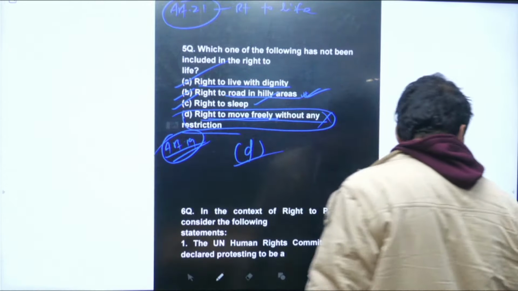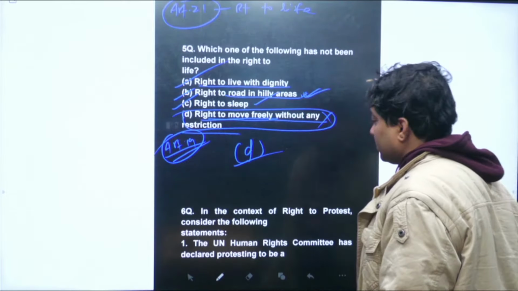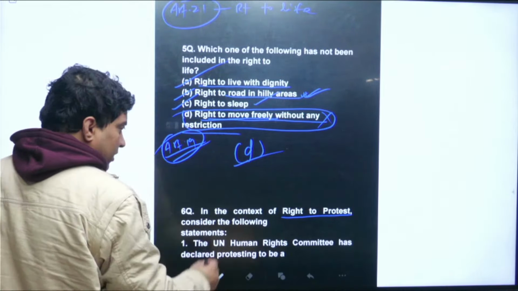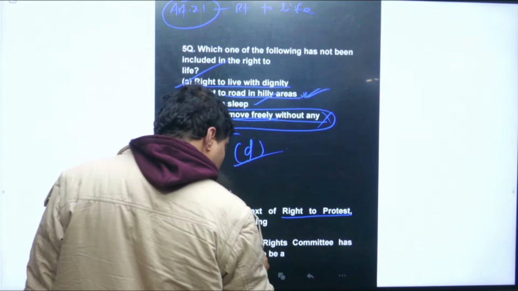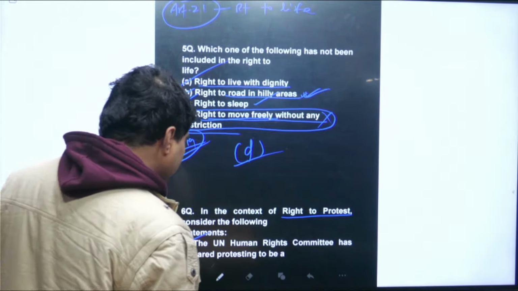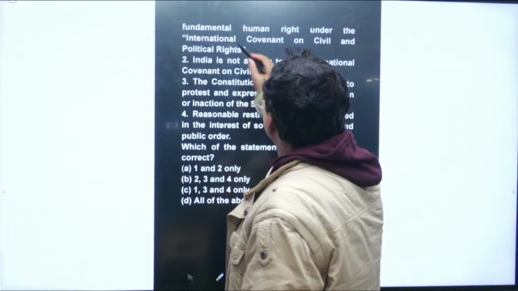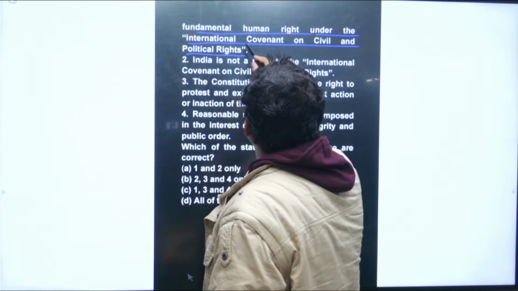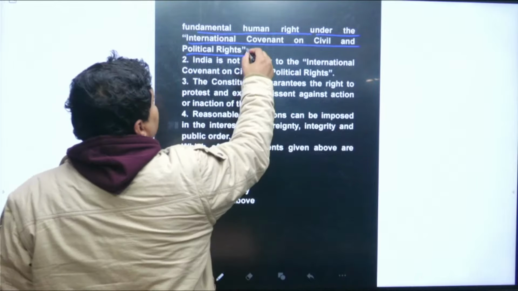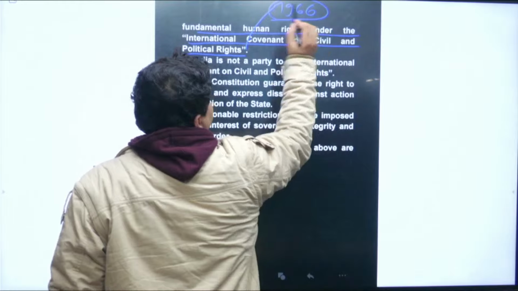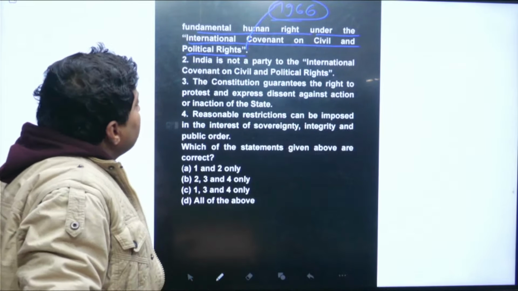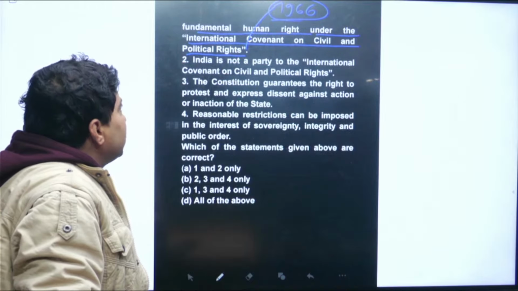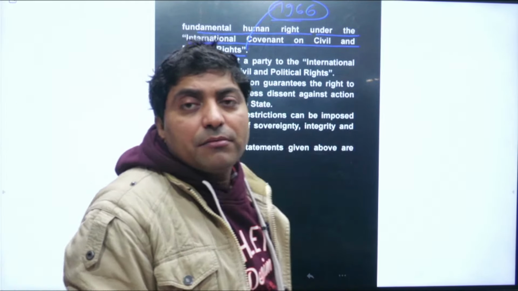Now, the question is, it is a very long question. In the context of right to protest, consider the following statements. Here the concept is right to protest. The United Nations Human Rights Committee has declared right to protest to be a fundamental human right under the International Covenant on Civil and Political Rights. Let me tell you, this covenant was declared by the United Nations in 1966, and it recognized right to protest as a right.